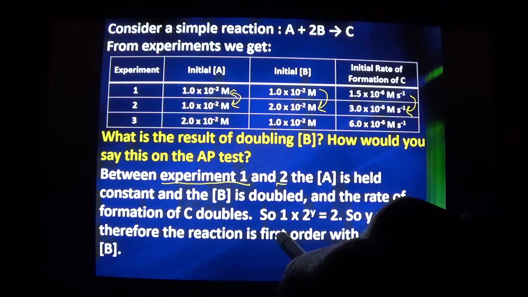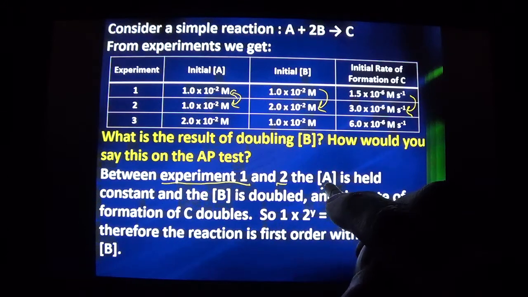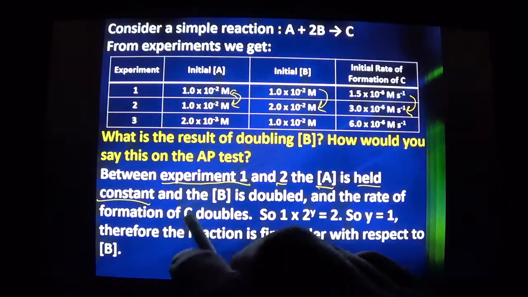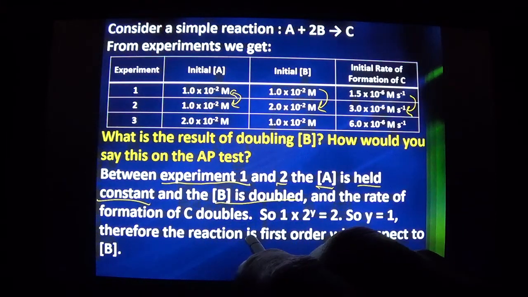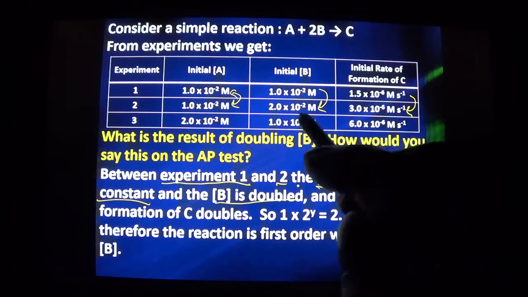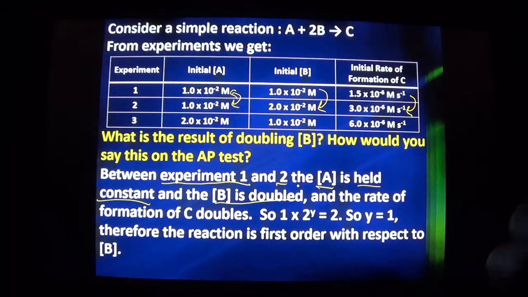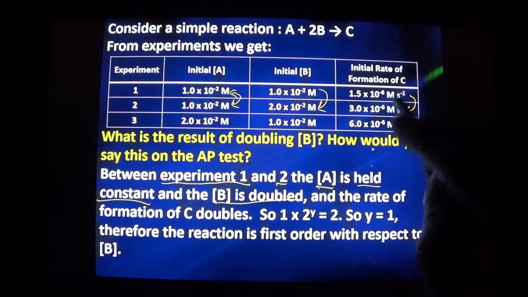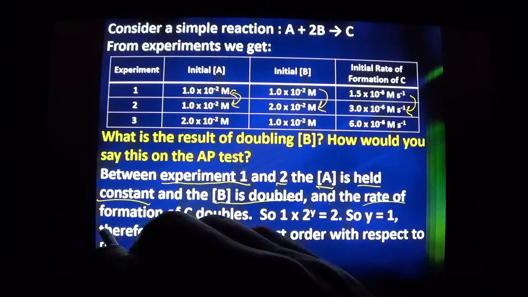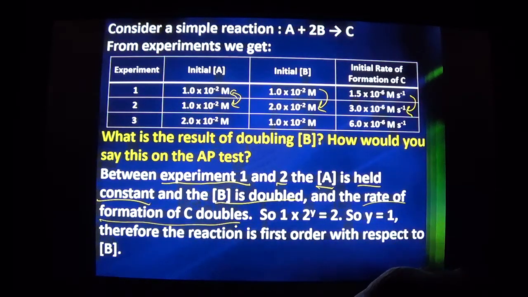Then I say what that tells me. I see A is held constant, and I see that B is doubled. Now I haven't said any results yet, I'm just saying what I'm comparing, but that leads them to understand what's going on in my head, and that's what they need to see. Then I tell them what I observe happening to the rate, and the rate of formation of C doubles. And now I like to get all mathy.